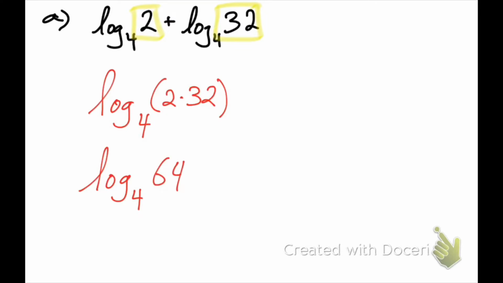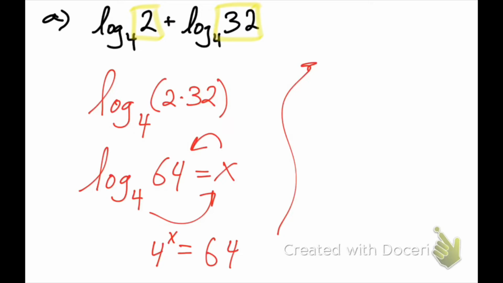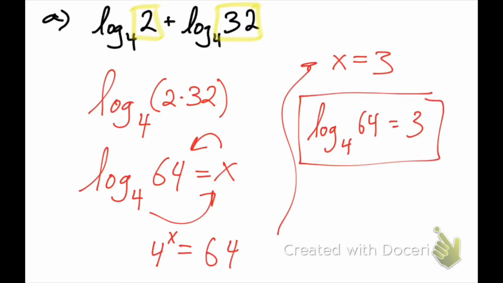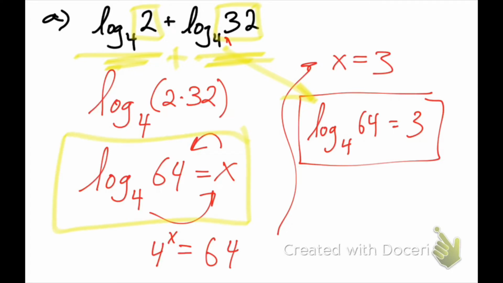Now let's evaluate this. Let's set it equal to x. What does x equal? I rewrite it as 4 to the power of x is equal to 64, which means x would have to equal 3. So log base 4 of 64 equals 3. That's what it simplifies to. Now you could solve each of them individually, solve this one and then add it to this one, and you get the same result. But notice that it's much easier to solve the single one. Let's do another example.